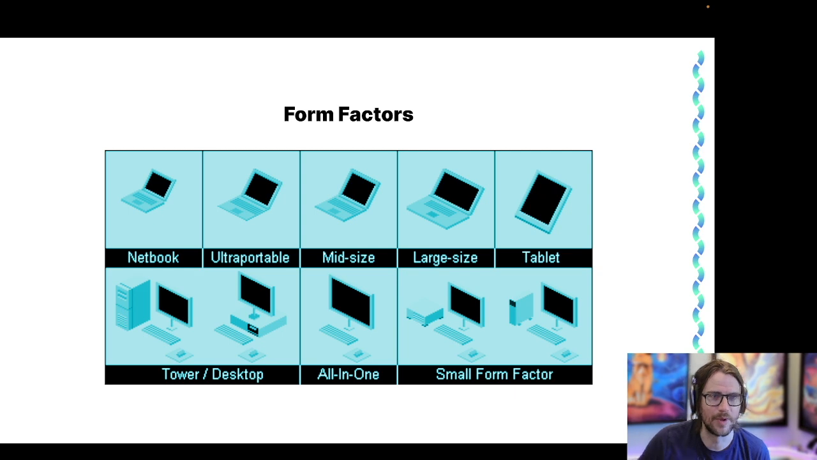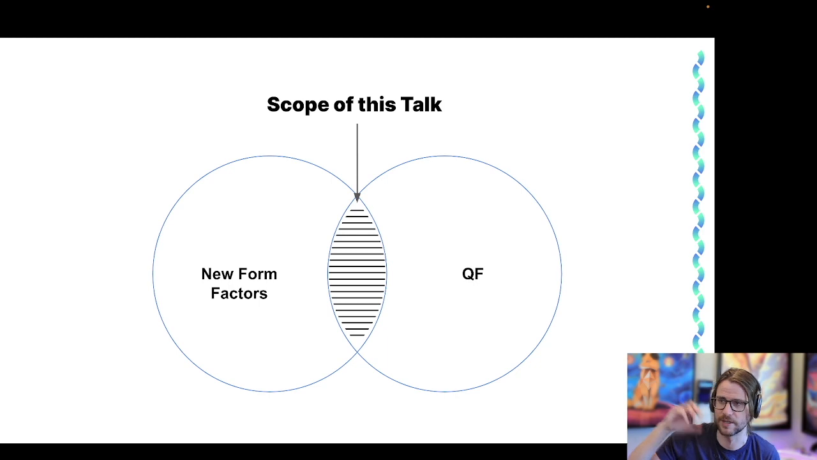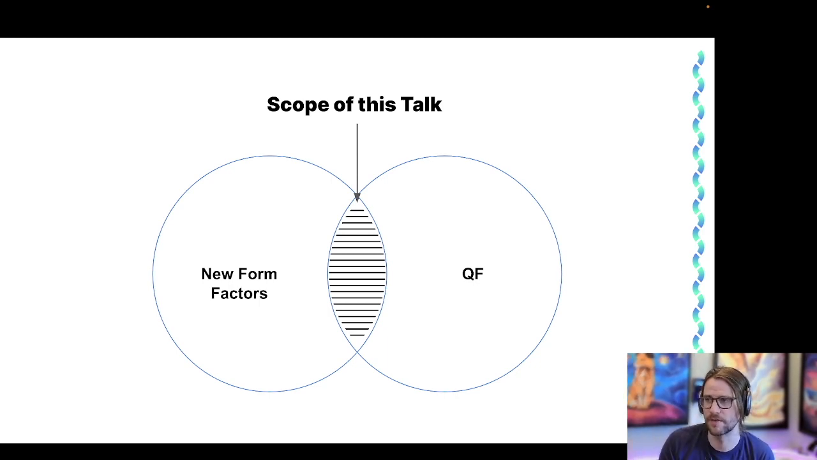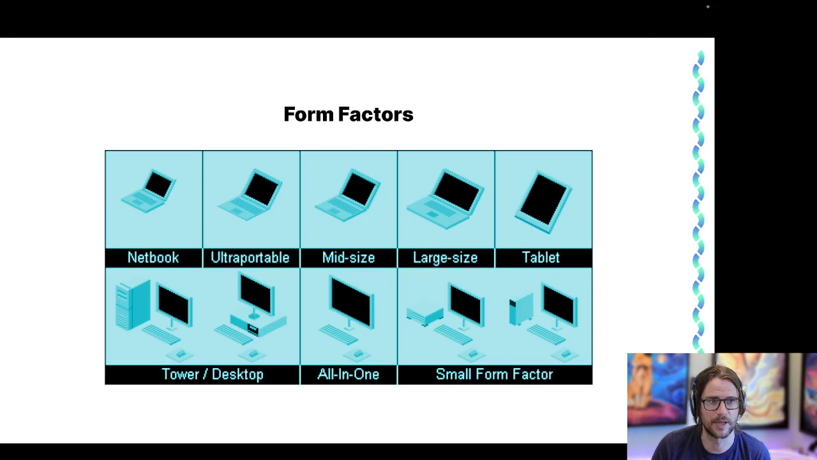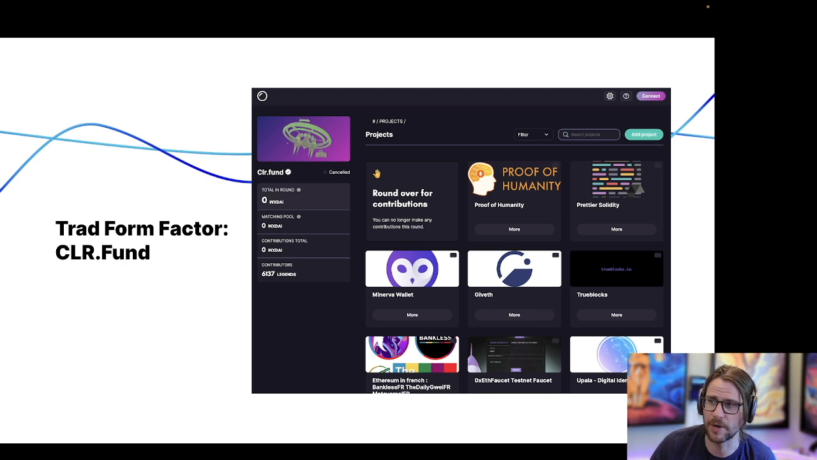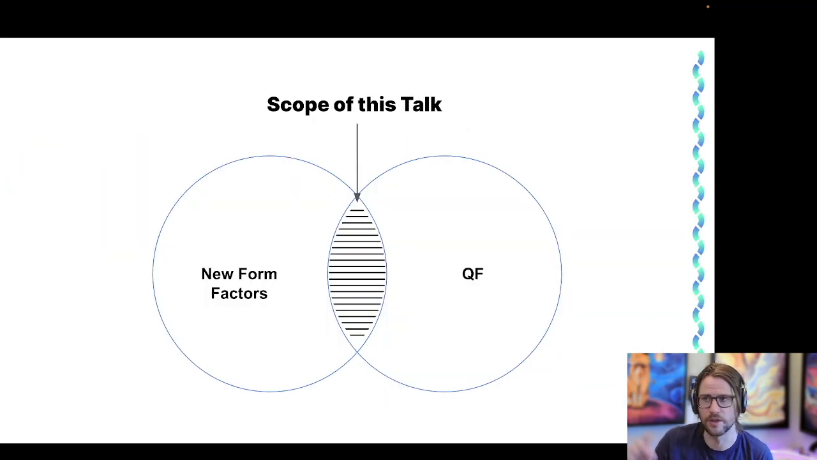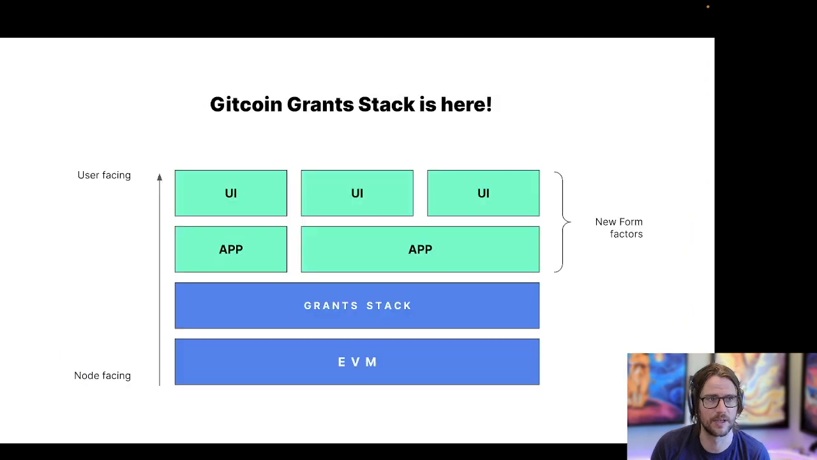But we've become habituated to different form factors of computing in regular computing. But this is what we're talking about here with quadratic funding, is finding a new form factor for quadratic funding that isn't just a crowdfunding-style Kickstarter site. So basically, the traditional form factor that we're all used to with quadratic funding is Gitcoin Grants. It feels like a crowdfunding, like a Kickstarter-type experience. There's another really great project out there that I highly recommend called ClearFund that also does quadratic funding in a crowdfunding-type experience. And we are looking at new form factors for quadratic funding in this talk.